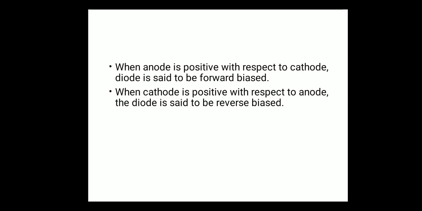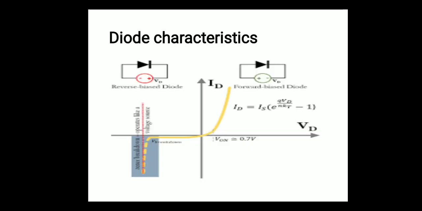When anode is positive with respect to cathode, the diode is said to be forward biased. Initially the voltage is 0 and then it gradually increases from 0 to higher values. When it reaches the cut-in voltage, also known as the threshold voltage, the diode will start conducting. For a silicon diode, the cut-in voltage is around 0.7 volt.